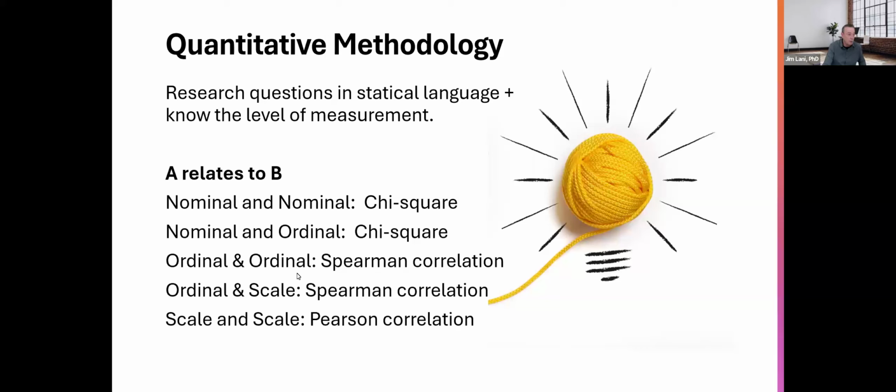Now, when you have ordinal and ordinal, does ordinal A relate to ordinal B? Does ordinal A relate to scale B? We're in Spearman correlation land. And scale to scale, does the age of one partner correlate to the age of the other partner? Pearson correlations. So when we're in the relating-to land, chi-squares and correlations can get us there.